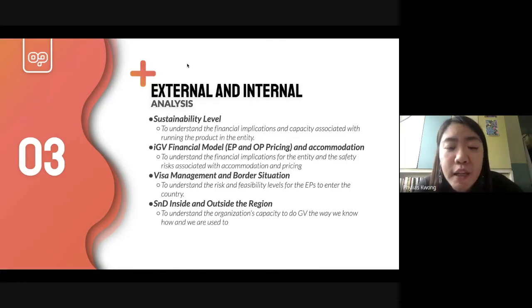And the next one, which I think will affect oGV more, is the visa and border situation, whether after we lift the travel restriction, the visa process will be changed. And I think this part really needs your research and your conversation with your IR partner. So you will see which are the potential partners you can still work with. And that affects the last point, which is S&D inside and outside of the region as well.